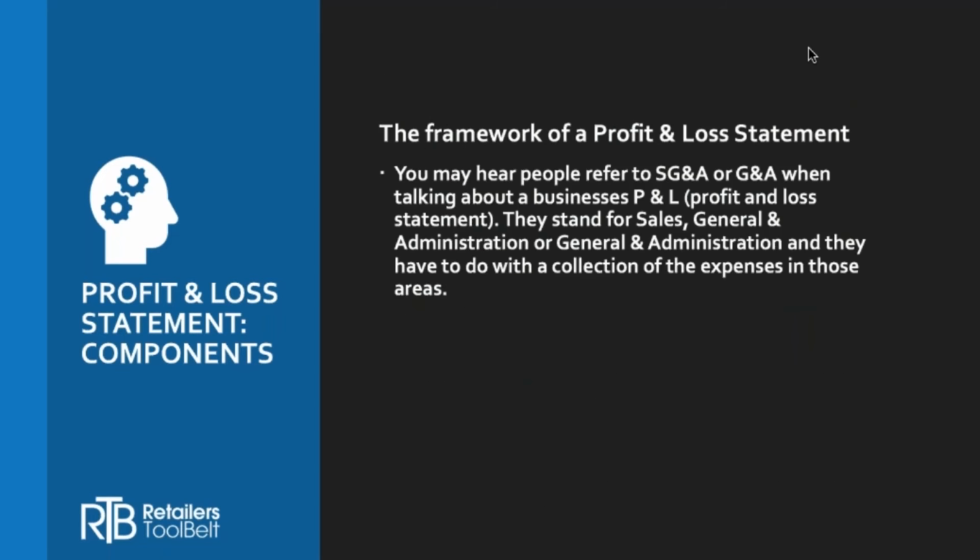So continuing on with the framework of a profit and loss statement, there's a couple of terms that you may hear, and I wanted to put them in here because the last thing I want is for you to be in a conversation with somebody and they start throwing out terms and it goes right over your head. So you may hear people refer to SG&A or G&A, and that stands for sales, general, and administration, or just general and administration. It's a collection of the expenses in those specific areas.